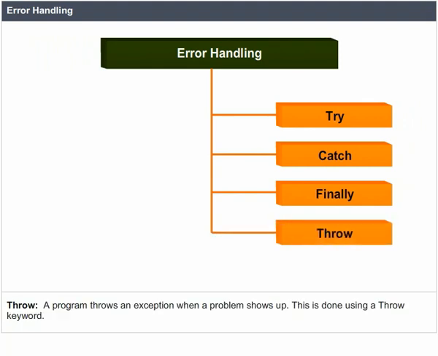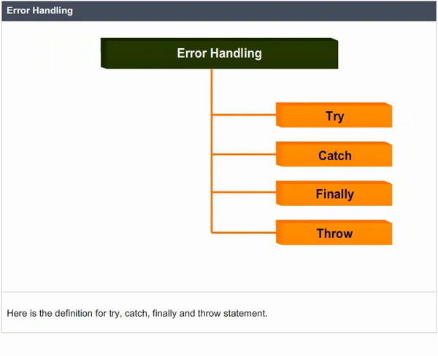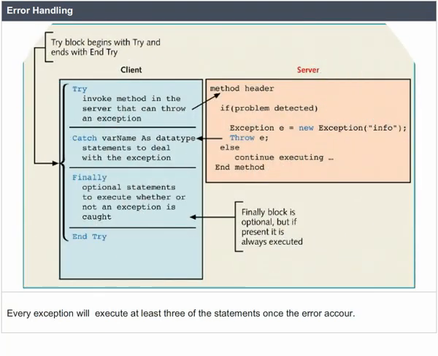Throw. A program throws an exception when a problem shows up. This is done using the Throw keyword. Here's the definition for Try, Catch, Finally, and Throw statements. Every exception will execute at least 3 of the statements once the error occurs.